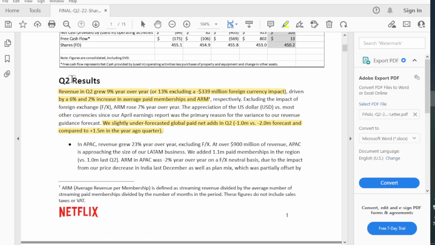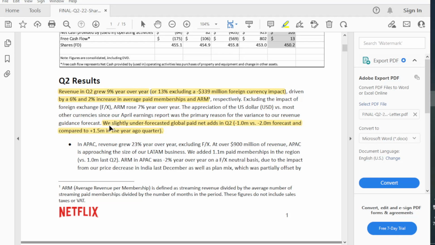So Q2 results. Revenue in Q2 grew by 9% year over year. I already said this. And it says this is driven by a 6% and 2% increase in average paid memberships and ARM. So what is ARM? ARM is average revenue per membership. And this is defined by streaming revenues divided by average number of streaming paid memberships divided by the number of months in the period. All right.